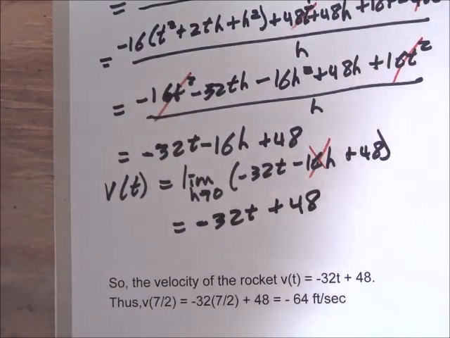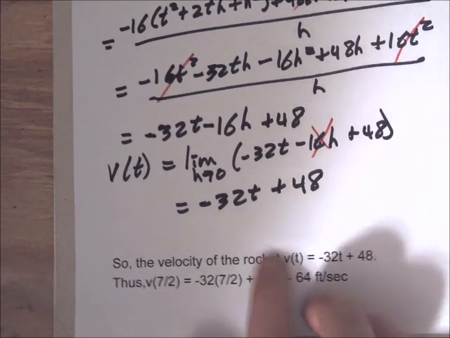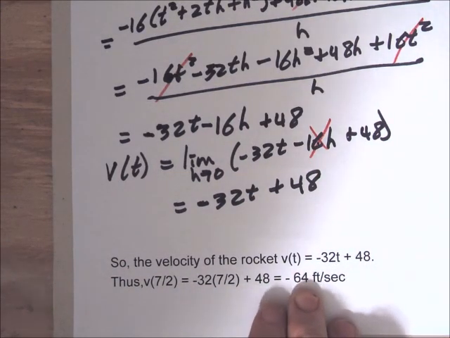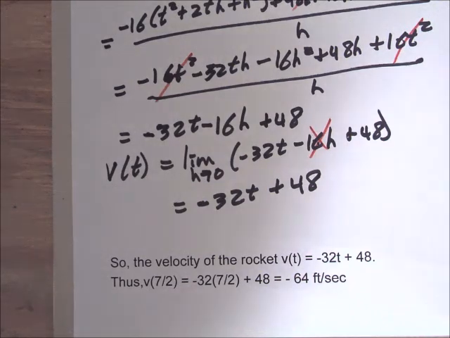And then the velocity as the rocket hits the ground, we would do v of 7/2, replace t in minus 32t by 7/2, and that comes out to be negative 64 feet per second. So that's the velocity as it hits the ground. You can see the absolute value of the velocity is increasing as the rocket gets closer and closer to the ground.